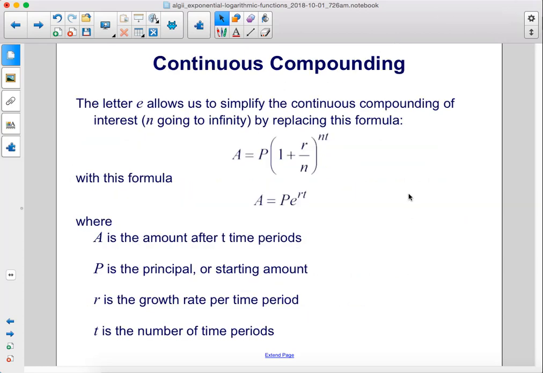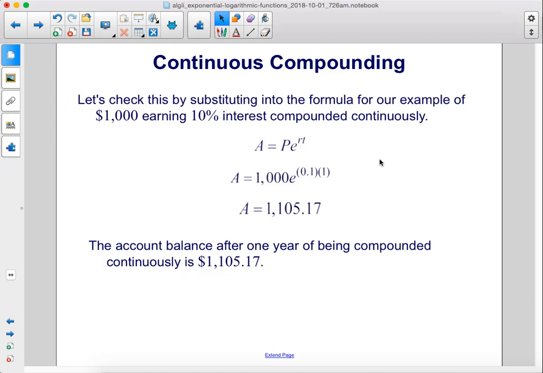The letter e allows us to simplify the continuous compounding of interest, where n goes to infinity, by replacing this formula with this formula. A equals P times (1 plus r over n) to the nt power is now A equals P times e to the rt power, where A is the amount after t time periods, P is the principal, or the starting amount, r is the growth rate per time period, and t is the number of time periods.